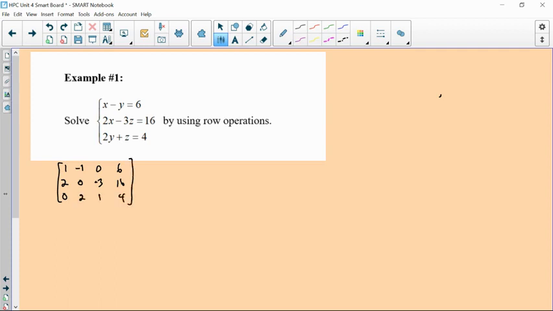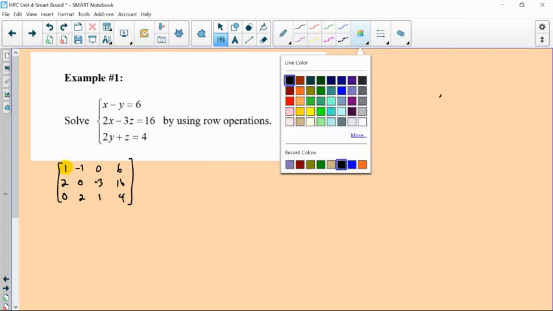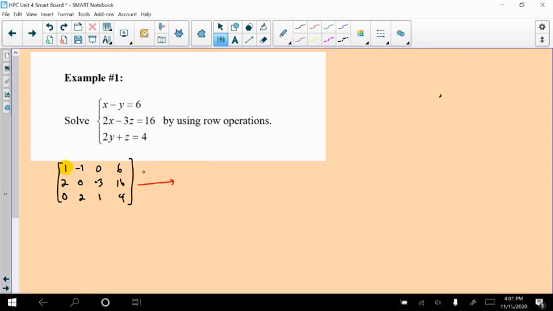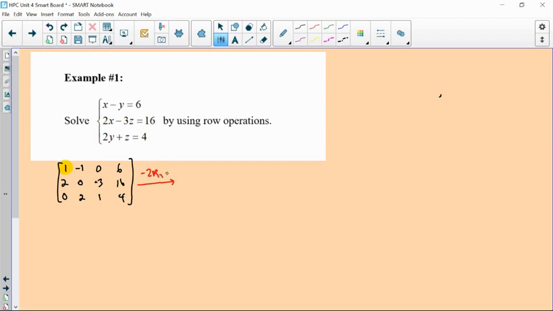Now, remember the goal of row reduced echelon form is to make sure that you've got a 1 in that upper left entry, which we do, which is great. If it's not, then we'd have to do one of our 3 kinds of row operations to get that. Then I'm going to use that 1 to pivot. I'm going to knock out that 2. So I'm going to say negative 2 row 1, add it to row 2, and put it in row 2.